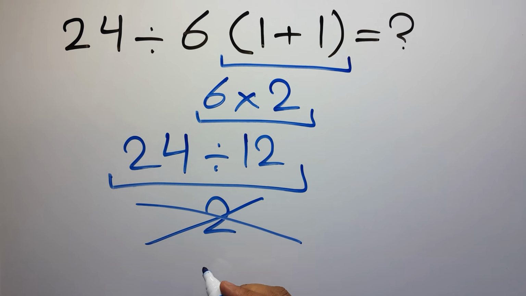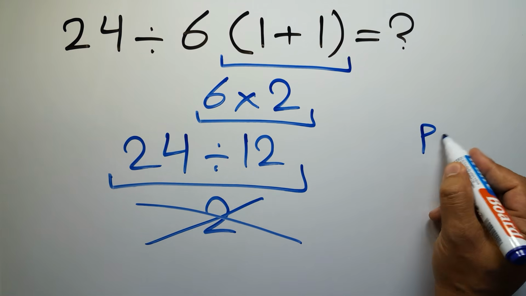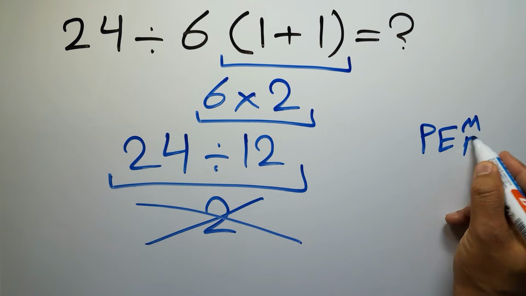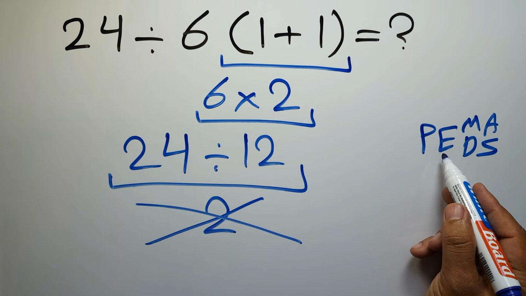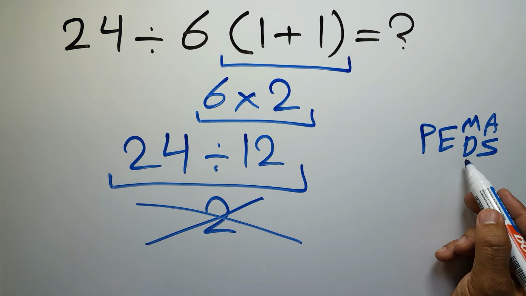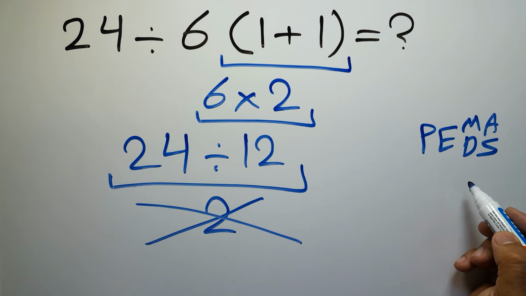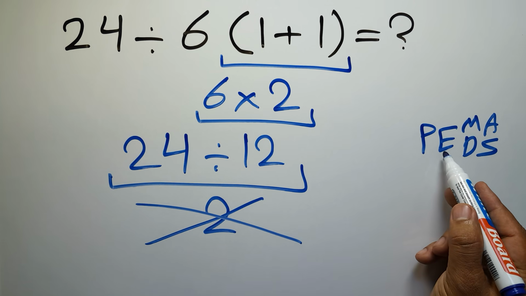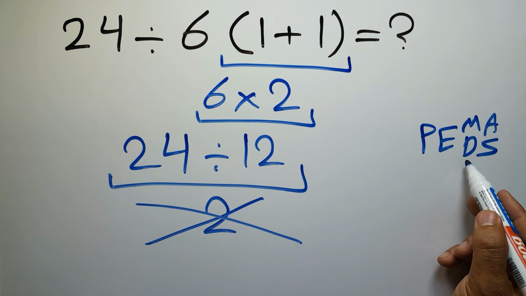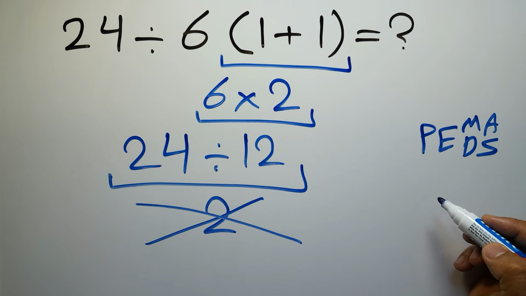Because according to the order of operations, which is PEMDAS, P stands for parentheses, E stands for exponent, M and D stand for multiplication and division, and the A and S stand for addition and subtraction. First we have to do parentheses, then exponent, then multiplication or division, and finally addition or subtraction.